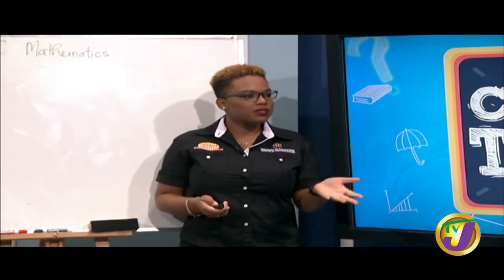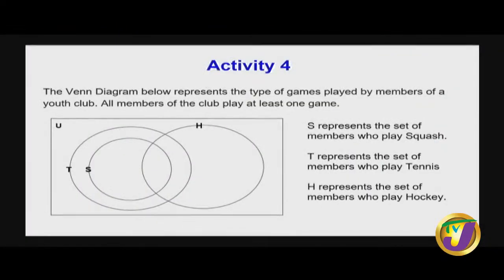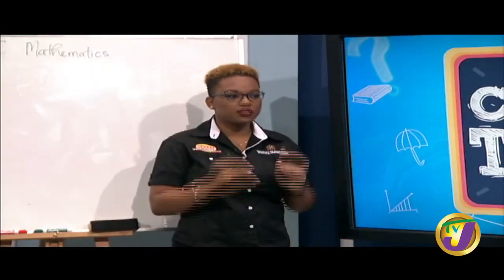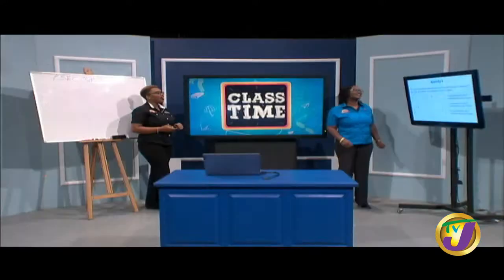T represents the set of members who play tennis, and H represents the set of members who play hockey. All right, cool. If you were in this youth club, which one would you play? Tennis, because I cannot play squash, and I worse can't play hockey. Tennis I would choose over squash because squash is usually inside a building, tennis outside, and the sun is going to burn me. Hockey is just too much contact. Let's continue.